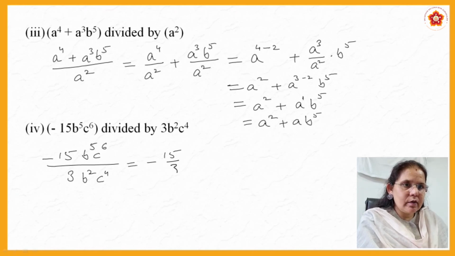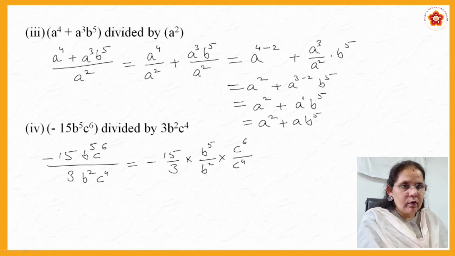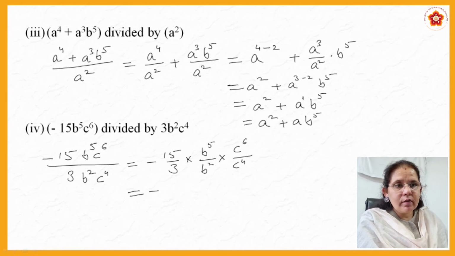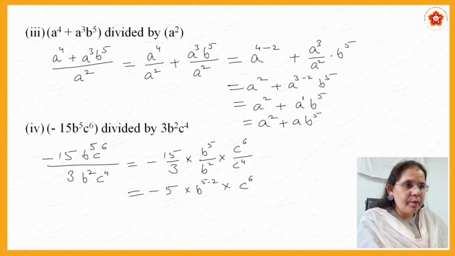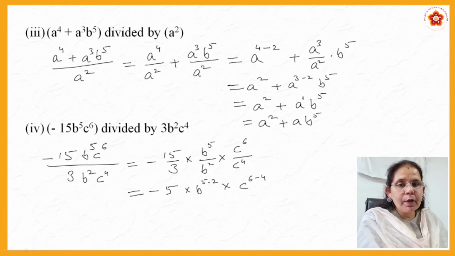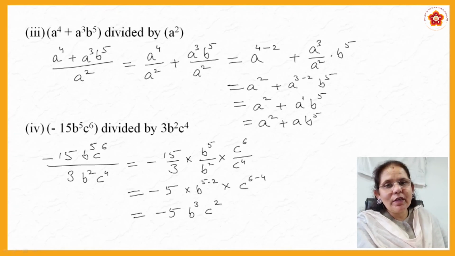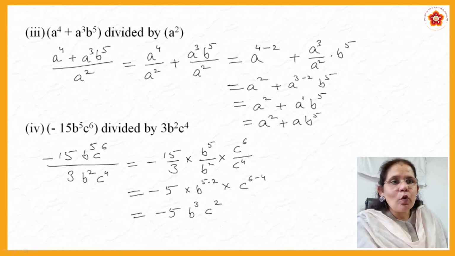Separate the terms. You can put a multiplication sign also if you want to. What answer do we get? 15 divided by 3 is 5. Multiplied by b raised to the power 5 minus 2. Here also in c it will become c raised to the power 6 minus 4. I'll no longer be putting the multiplication sign in between. So this is what we get by solving.